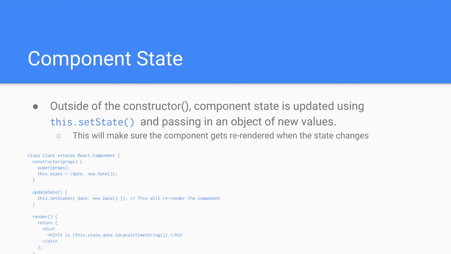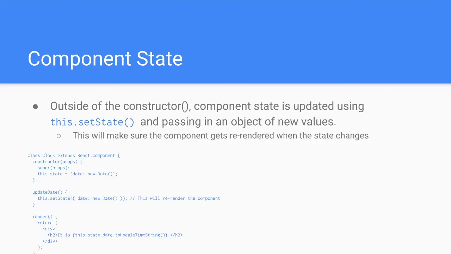Here's an example. Outside of the constructor, very important. In the constructor, we say this.state equals, but outside of the constructor, we update component state using this.setState. Very, very important. It's what makes sure the component gets re-rendered properly whenever the state updates. So outside of the constructor, we never do this.state equals. If you do, it won't properly trigger the re-render and all the other lifecycle of the component.